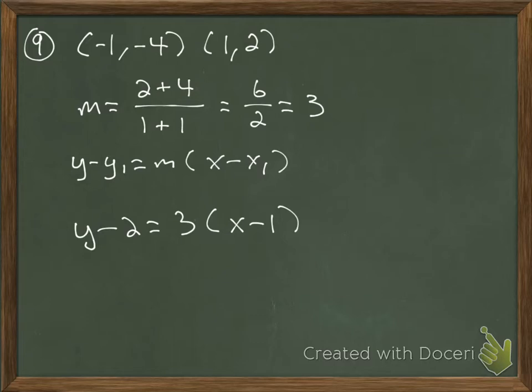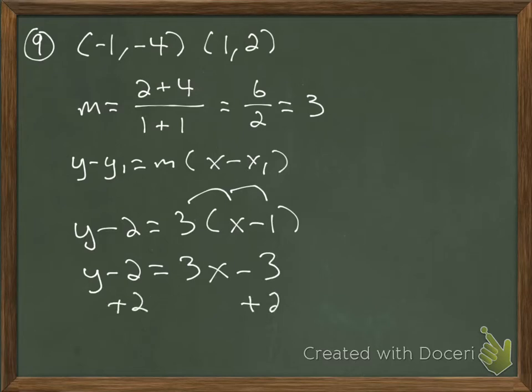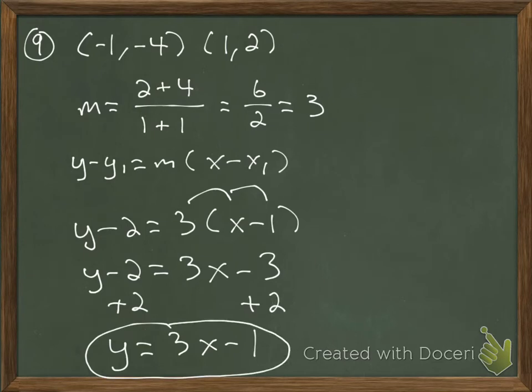Then it's asking for slope-intercept form, so distribute the 3. Y minus 2 equals 3x minus 3. Add 2, y equals 3x minus 1. So that would be your slope-intercept.